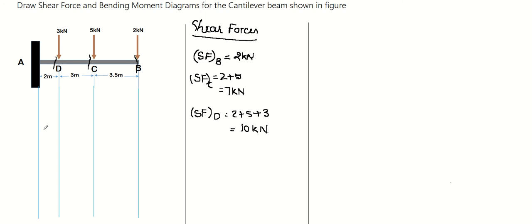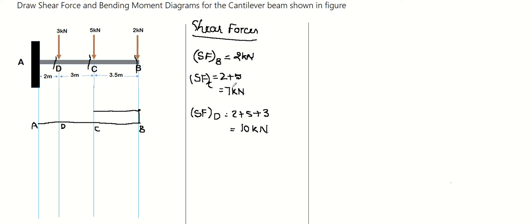Let us now draw the shear force diagram first. Here I will draw the reference line, keeping the points the same as before. This is D, C, and this is B. Shear force at B is 2 kilonewton, and there is no force between C and B, so let us join them with a straight line.